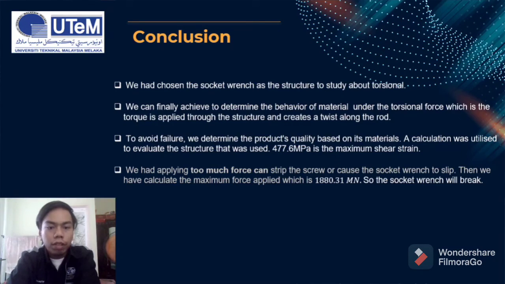Lastly, applying too much force on the socket wrench can strip the screw or cause the socket wrench to slip. Then we calculated the maximum force applied, which is 1880.31 MN. So the socket wrench will break because the force we applied is more than the maximum force, which is 1880.31. That's all from me and that's all from us.